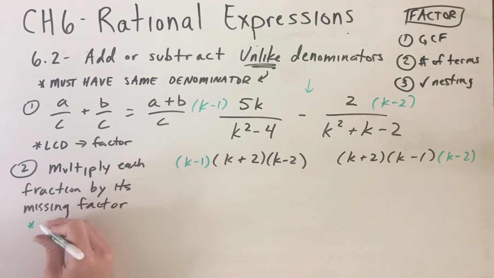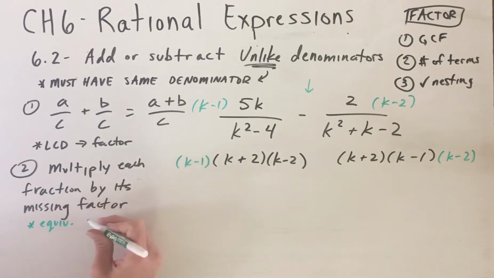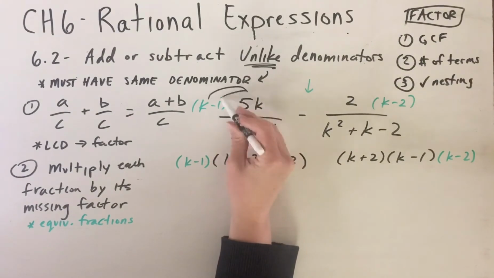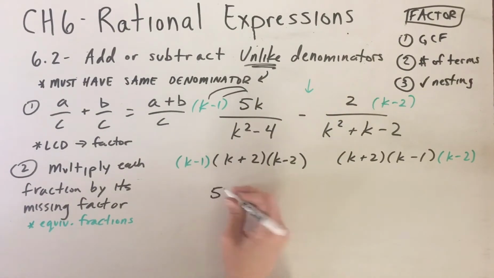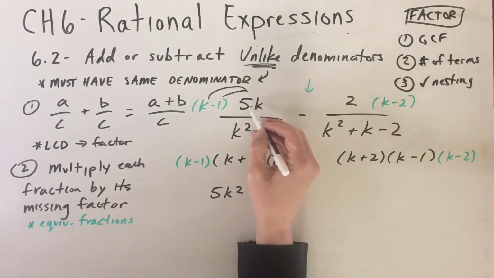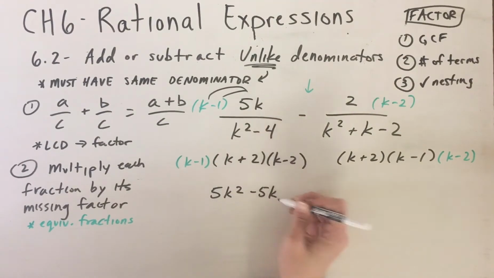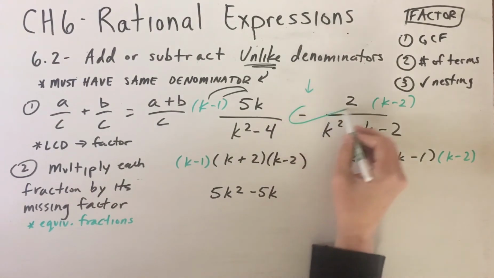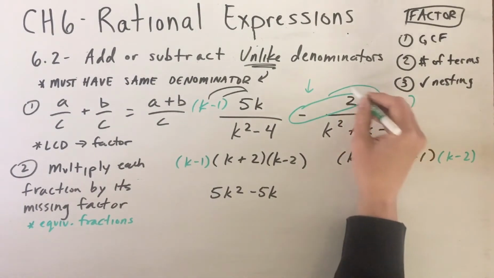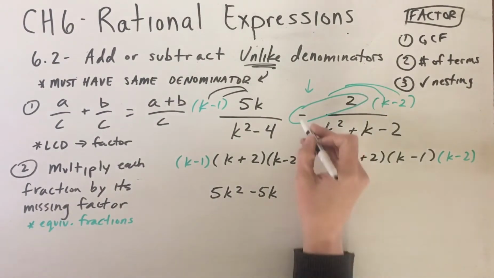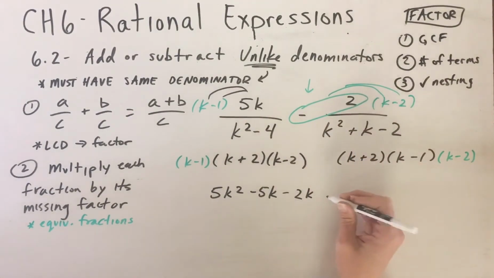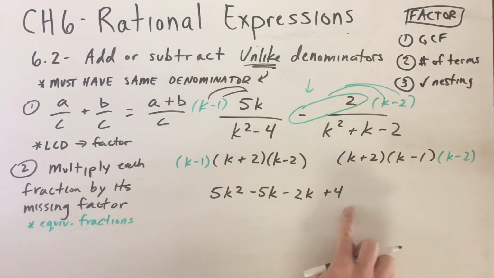So let's see what our new equivalent fractions are. Or equivalent expressions, I guess we should call these. So on top, I'm going to distribute. So I will have 5k squared and a minus 5k on the top of this fraction right here. This fraction, this negative, belongs to that 2, so I need to distribute the negative in. Okay, so -2 times k is a -2k. -2 times a -2 is a +4. This is what I have on top.